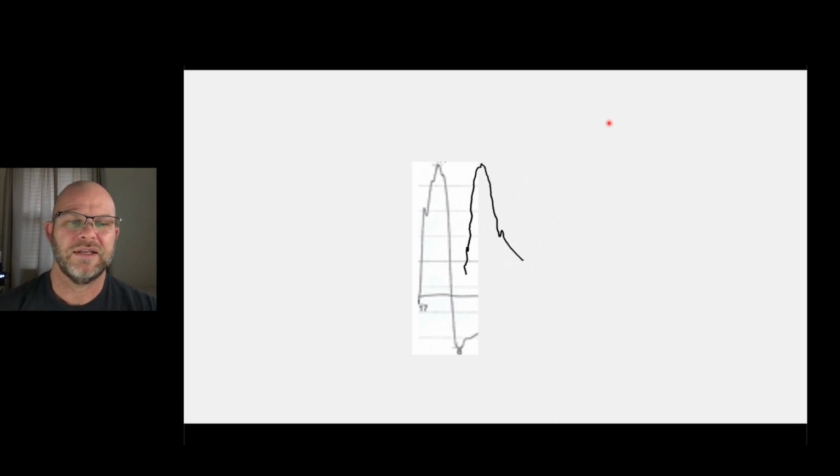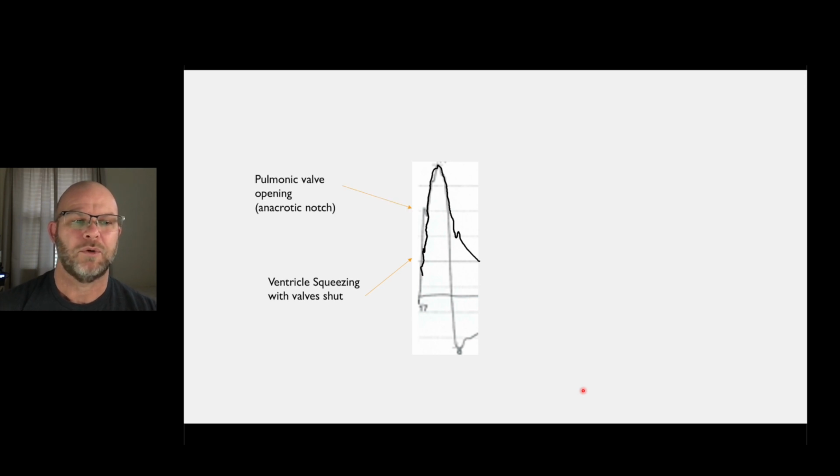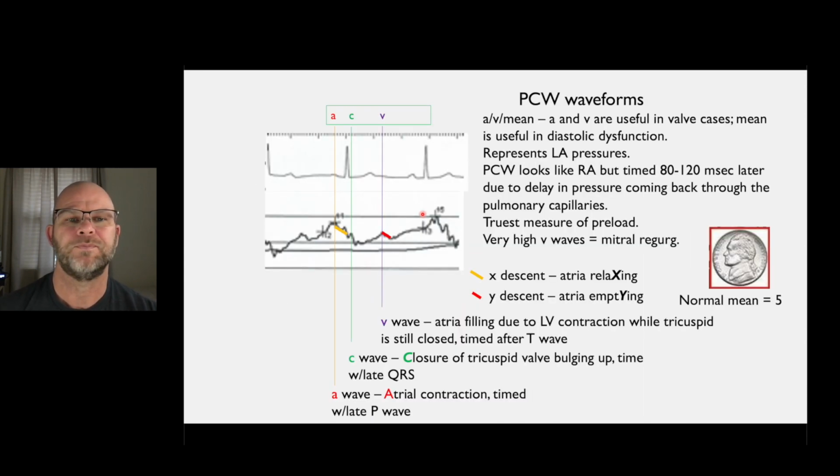Here, when you marry these waveforms up, your RV and your PA, what you get here is we talked about that isovolumetric portion of a waveform. You have your pulmonic valve opening inside of the waveform for the RV, so that's called an anacrotic notch. You have your systolic pressure, which should all be generated and transmitted into your PA. And then you have your pulmonic valve shutting, giving you your dicrotic notch.